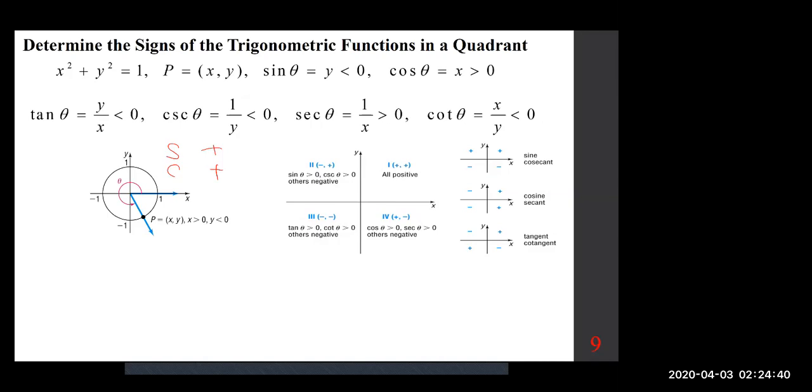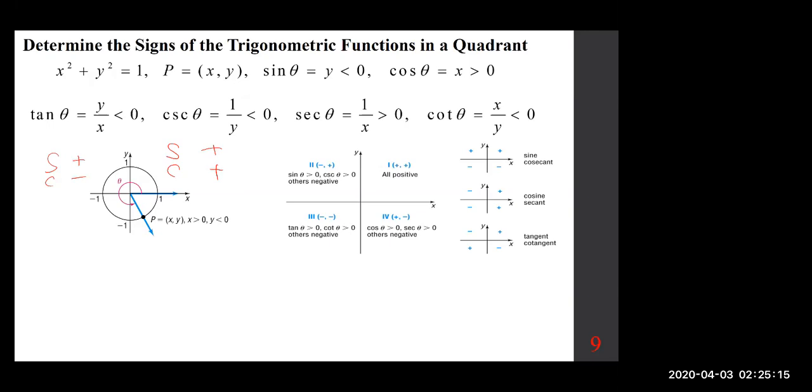In the second quadrant, sine is positive. Cosine is negative. Why is that? Because sine is the y-coordinate, cosine is the x-coordinate, and in the second quadrant, cosine or x would become negative.